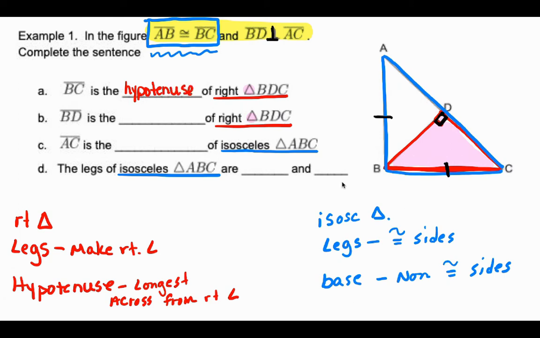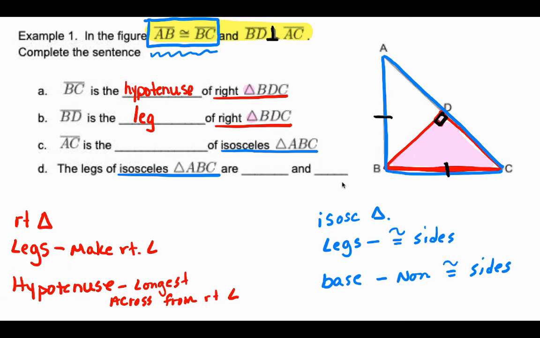When we look at the segment BD, B does not have a right angle, but D does have a right angle at that intersection. So this segment is used to create part of our right angle. And when we make the right angle, it is a leg.